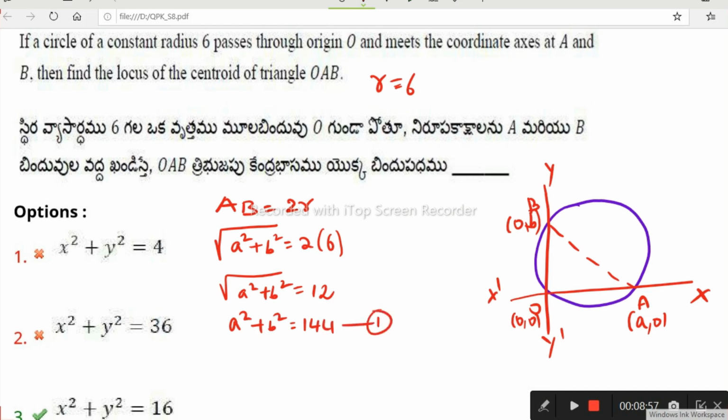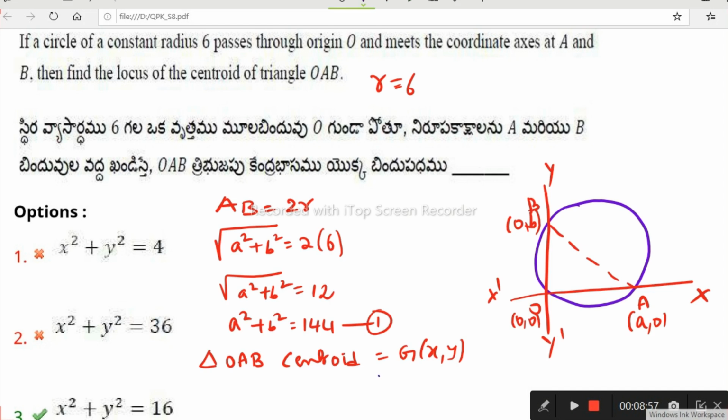Now, in triangle OAB, let us take the centroid as G. Since we need a locus, let us take G as (x, y). The centroid formula you know clearly. The coordinates of O are (0, 0), A are (a, 0), and B are (0, b). From this we can use the centroid equal to (x, y). Okay, since we need the locus, I took it as (x, y).